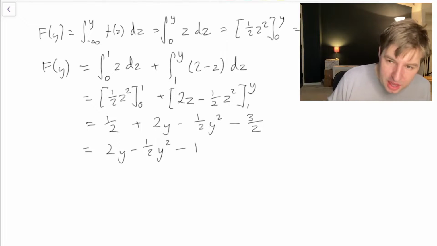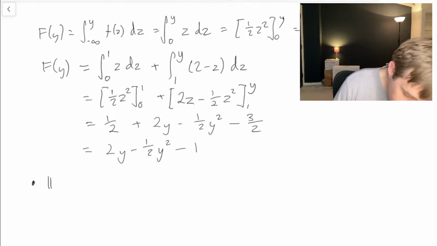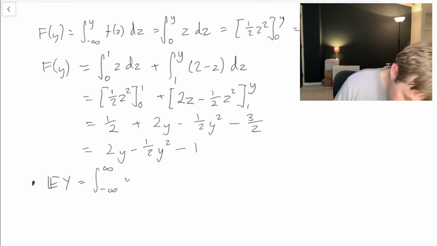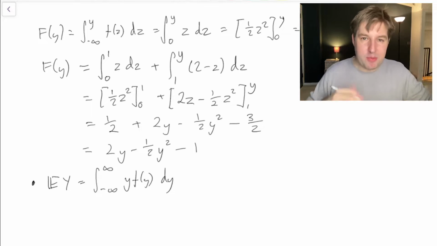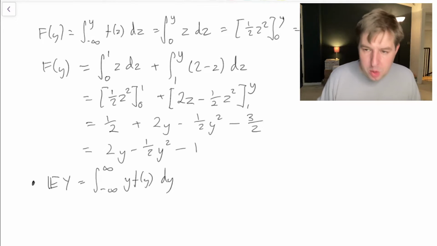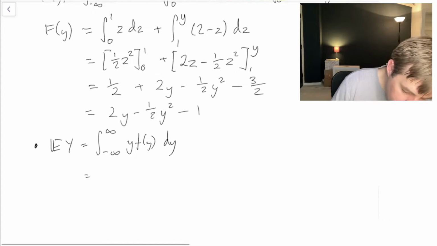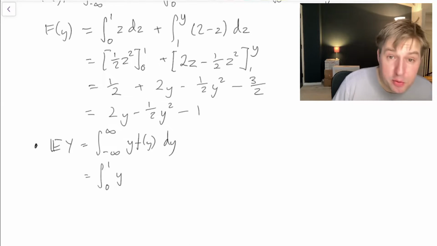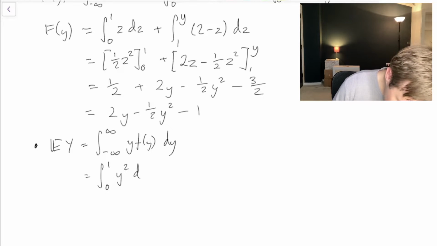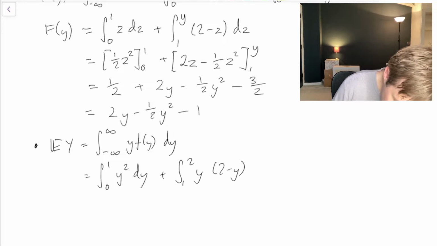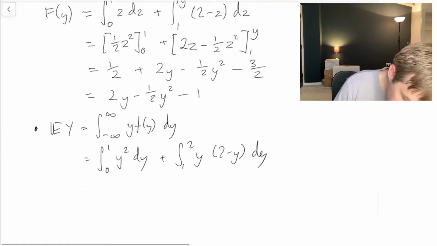Finally, let's also do the expectation as well. The expected value of y is the integral from minus infinity to infinity of y f of y dy. So again, it's 0 except between 0 and 2, but then it is different between 0 and 1 and between 1 and 2. So let's split it up. Between 0 and 1, we've got y, and f of y is y there, so that becomes y squared dy. Between 1 and 2, it's y, and f of y is 2 minus y there, dy.